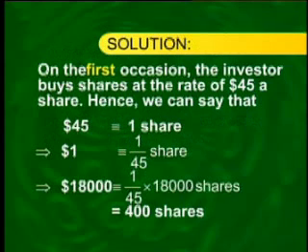Now students, on the first occasion, the investor buys shares at the rate of $45 a share. So we can say that $45 is equivalent to 1 share, or in other words, $1 is equivalent to 1 over 45 of a share, which means that $18,000 are equivalent to 1 over 45 into 18,000 shares, and that is 400 shares.